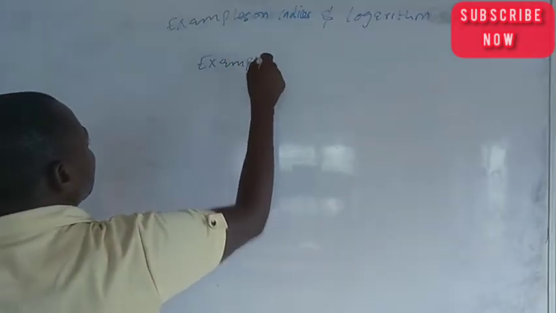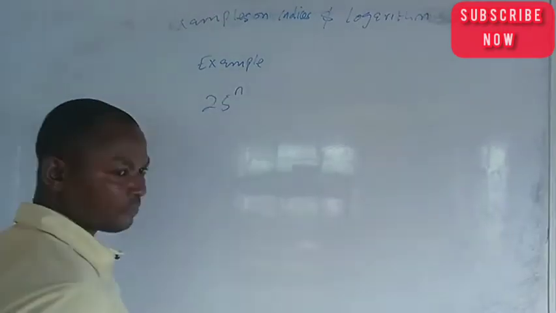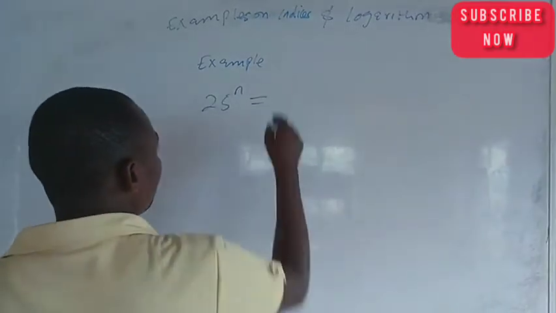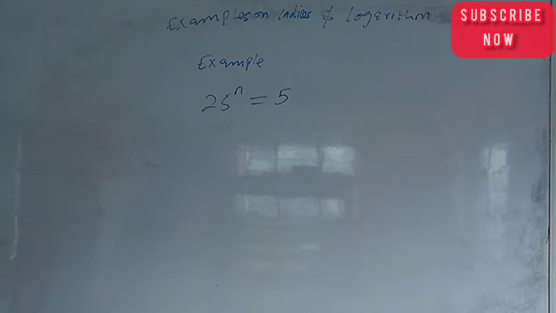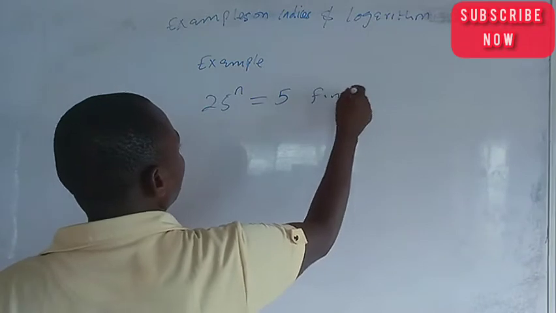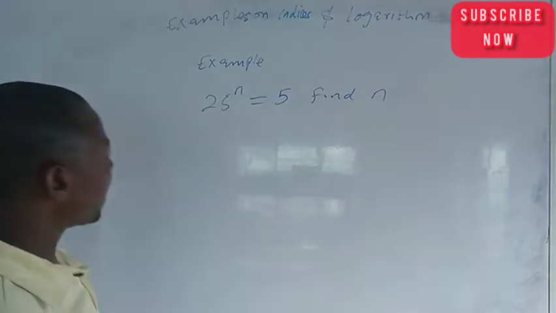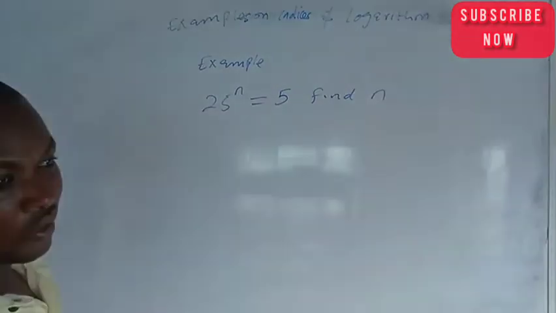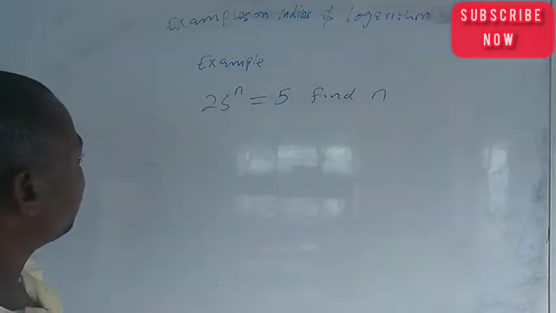Example one, if you have 25 raised to the power n equals 5, I might be asked to look for n. So in this kind of situation, find n. We try as much as possible to check how each of them can become the same base. Because you know in indices it must be the same base before you can solve.